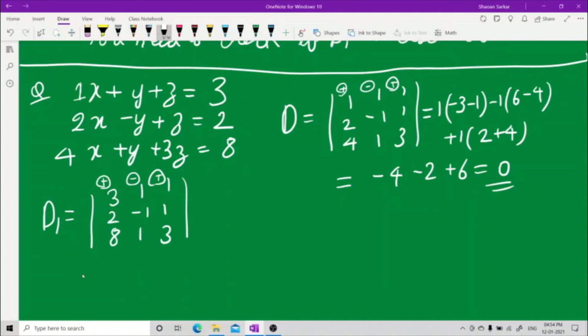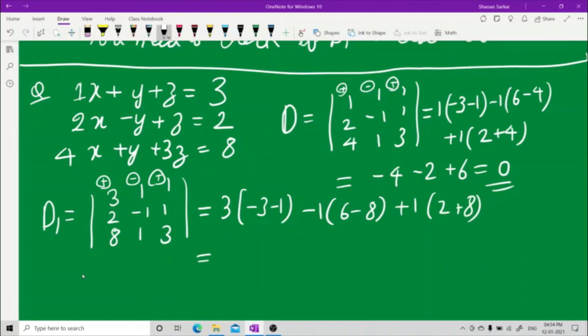Okay, now let us see this. This is 3. Then that is minus 3, minus 1, plus minus 1. You have now 6 minus 8. Now you have plus 1, and you have 2 plus 8. Now see, this is 3 minus 4 minus 1 and 2, and this is 10. Now 12 minus 12 minus 2. This is okay, minus 2 plus 10.